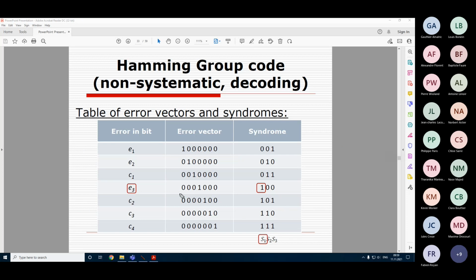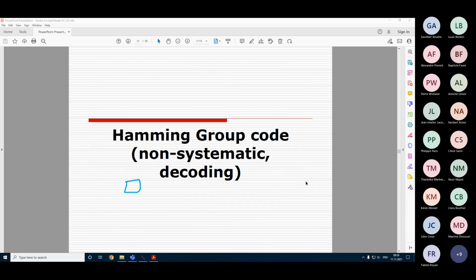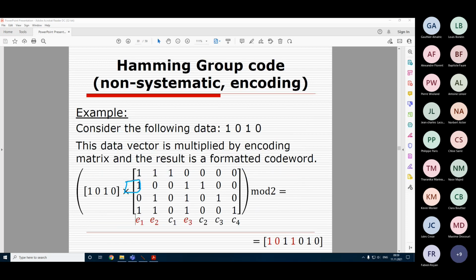Now consider, for example, what happens if we have an error in this control symbol E3. So we have this code word. I'm going to write it here.